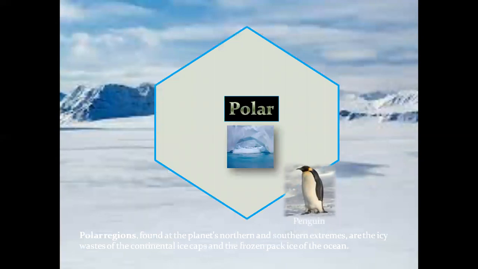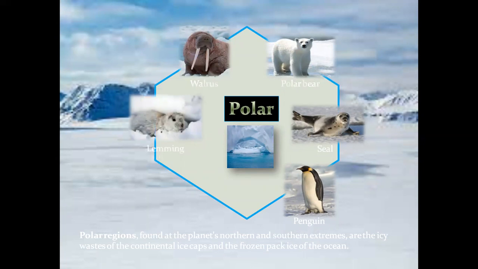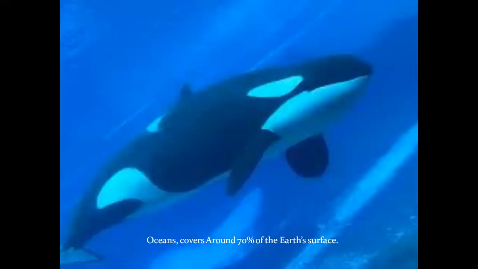Then we have polar. Polar regions found at planet's northern and southern extreme are the icy waste of continents, ice caps, and the frozen pack ice of the oceans. Means here the weather is very low and almost the land is covered with ice. So in polar region we have penguin, seal, polar bear, walrus, lemming, and musk ox.